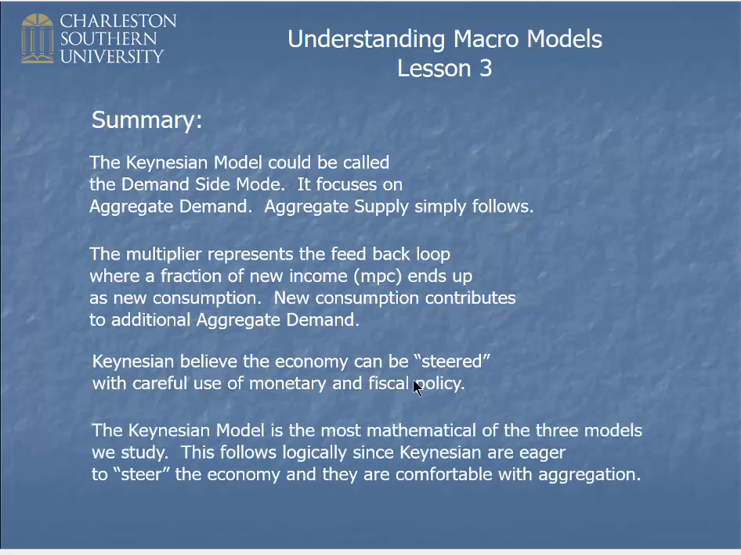The Keynesian model is the most mathematical of the three models we study, and this follows logically since Keynesians are eager to steer the economy, right? And it is complicated, so they work really hard to find the precise way to steer it, and they are comfortable with aggregation. The Austrians, of course, would think this is really silly to try to steer it because these aggregated variables aren't very useful.